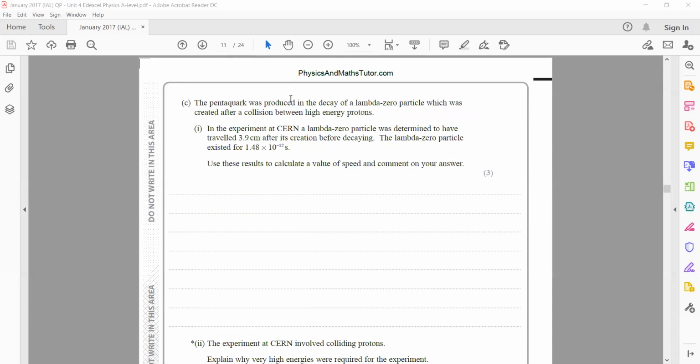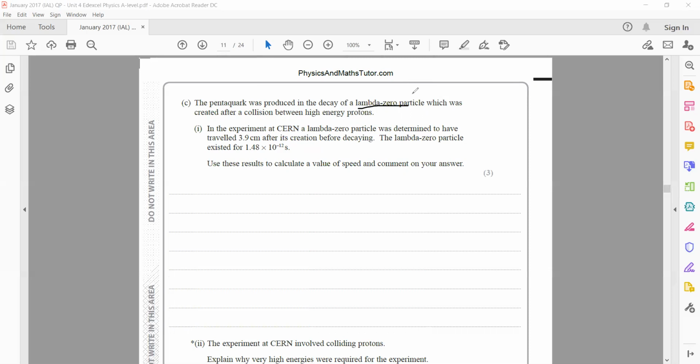The pentaquark was produced in a decay of a lambda 0. There's a particle called lambda 0, which was created after a collision between high energy protons. When two protons collide, it creates a lambda 0 particle, which results in a pentaquark. In the experiment at CERN, a lambda 0 particle was made to travel 3.9 centimeter after its creation before decaying. The lambda 0 particle exists for 1.8 exponent minus 12 second. Use these results to calculate the value of speed and comment on your answer.